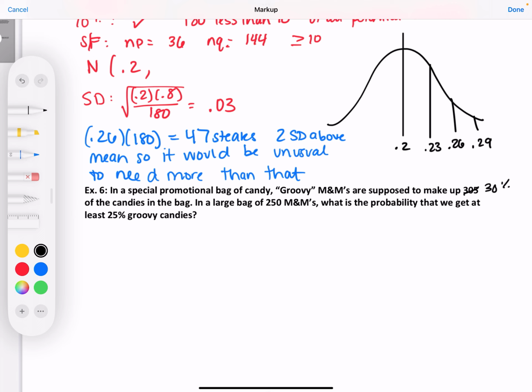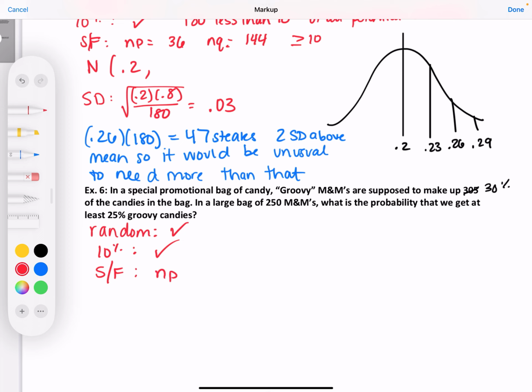Again, what does that mean? I have no idea. So, is it random? Yes. Unless it says otherwise, we're assuming it's random. Pretty much all these conditions should always be met. All right, 10% condition: are 250 M&Ms less than 10% of all M&Ms ever? Yeah. Check. And success/failure.